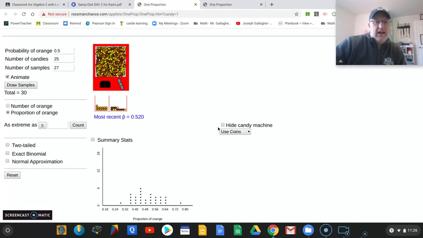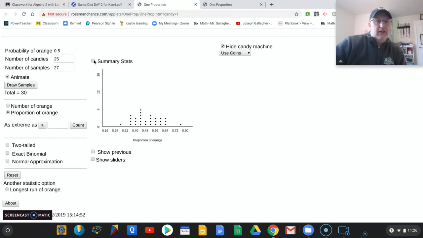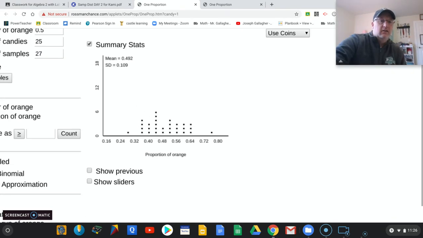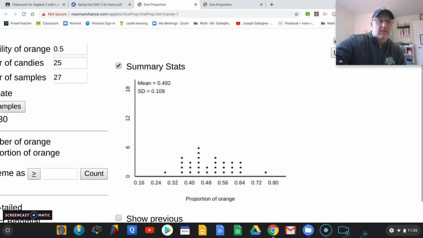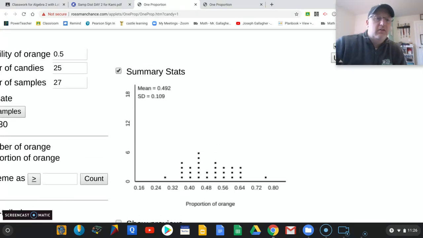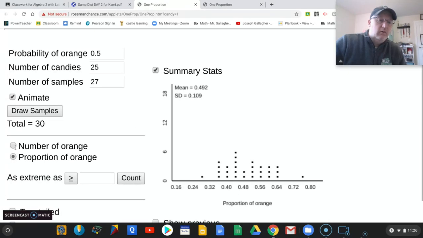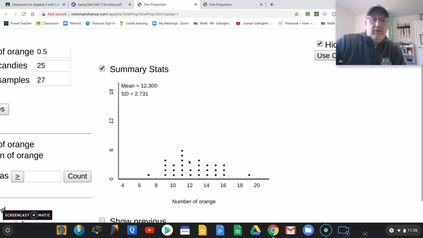I can actually hide the candy machine and show the summary statistics, and you can see that this is what we have when we use a sample size of 25 candies and we draw it 30 times. So there's 30 dots up here, and each of these dots represents 25 candies. Of those 25 candies, it really represents how many of them are orange. So you can see the most we had was over here. Again, I could change it to counts if you want to. And you could see the most someone got 19 orange M&Ms. Someone else got 7. That's the lowest and the highest I got.